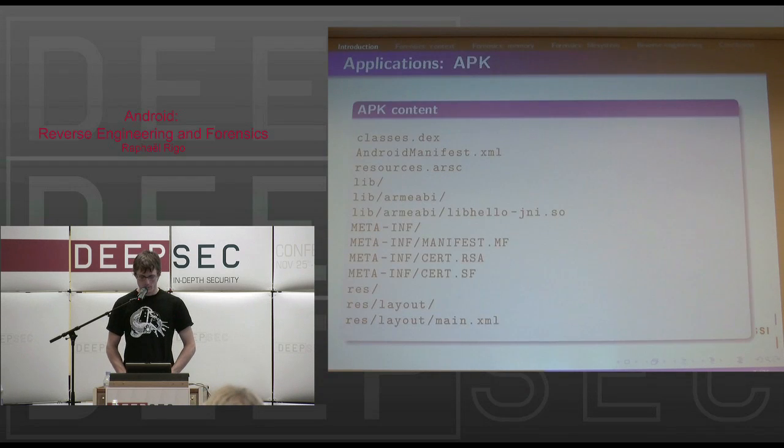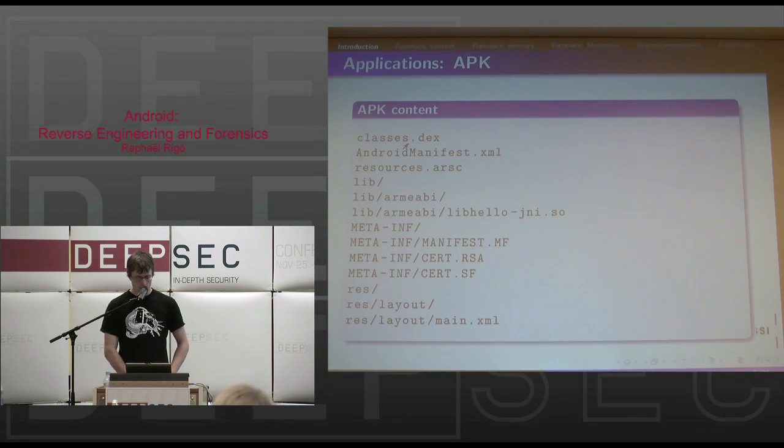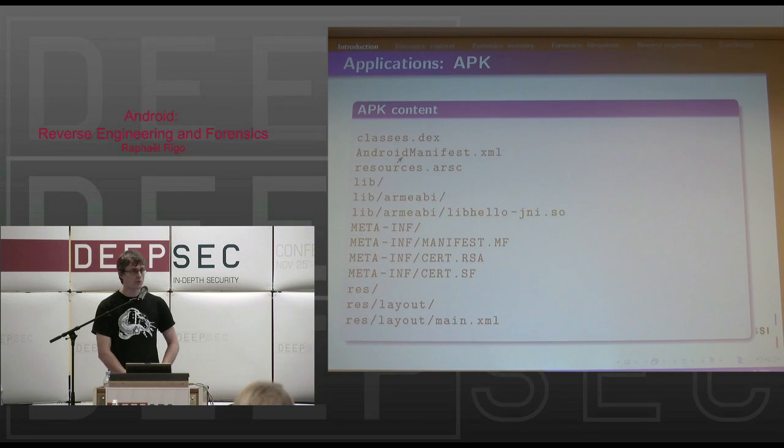Then a few words about the APK, the package format for applications. I'll just say a few words because I'm going to use the terms afterward. The first thing you can see is classes.dex, which contains the main code that runs on the virtual machine. Then you get the manifest, which contains a few metadata, but it's not really interesting. Then the resources, the native libraries you can run, the certificate which signs the application, and the graphical layout.